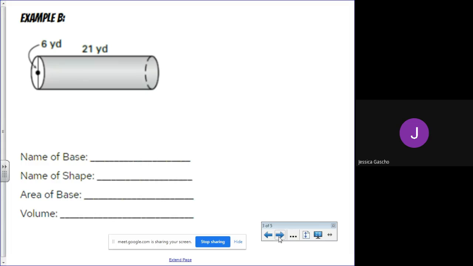Example B. This time, the base that we have is this circle right here. So the name of the base is a circle. Remember, we don't call it a circular prism because a circle is not a polygon. So instead, we call this shape a cylinder. You probably work with a lot of cylinders, a lot more than you realize, like paper towel rolls or pop cans or soup cans. So to find the area of our base, we need to remember that the area of a circle is pi times the radius squared.